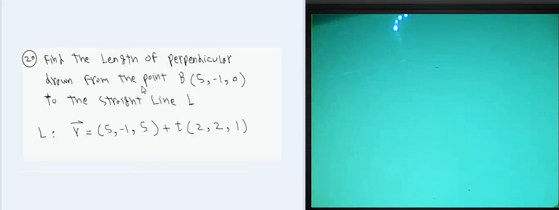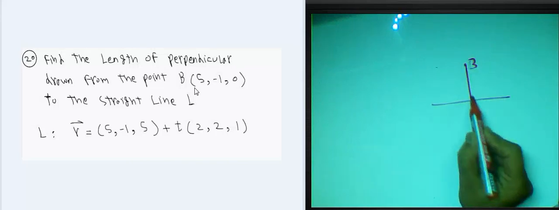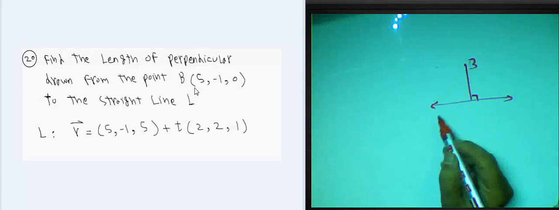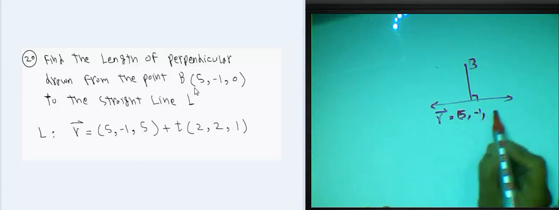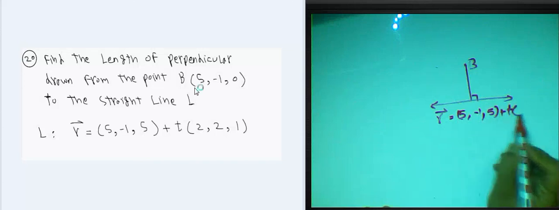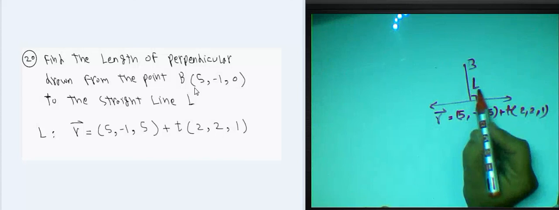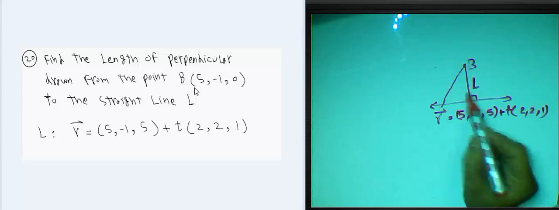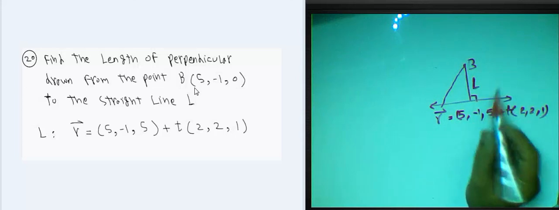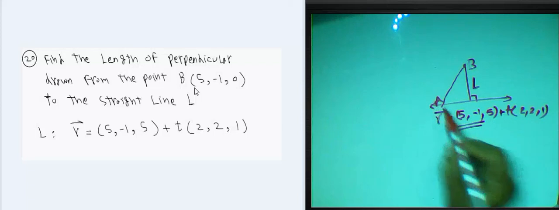Question 20. Find the perpendicular length from the point B. We have the point B here. We want to find the perpendicular length to the straight line r equal 5 and negative 1 and 5 plus t multiplied by 2 and 2 and 1. We can find the length by using the rule. We have the length here. We can call this point A.